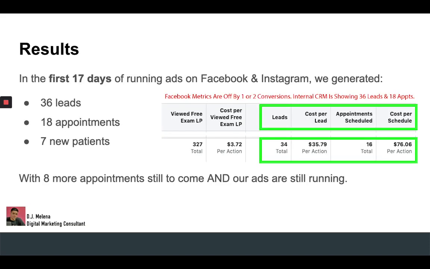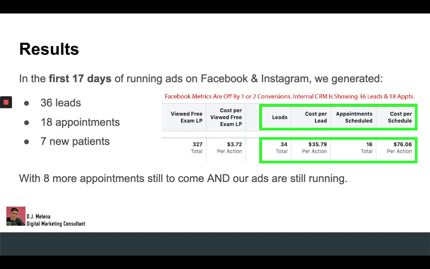And I just want to cover some of the results. Just in the first 17 days of running ads on Facebook and Instagram, we've already generated 36 leads, so 36 emails of people that are interested in the free exam. Of those 36 people who opted in, 18 of them have gone through the process of booking an appointment for the free exam. And of the 10 appointments that have showed up so far, 7 of them have moved forward with treatment for either braces or clear aligners, right?